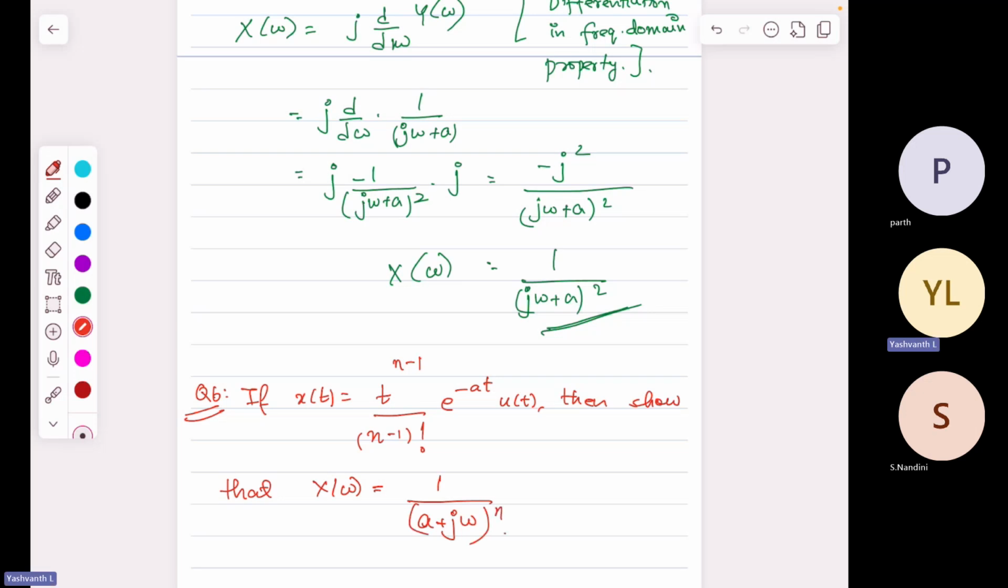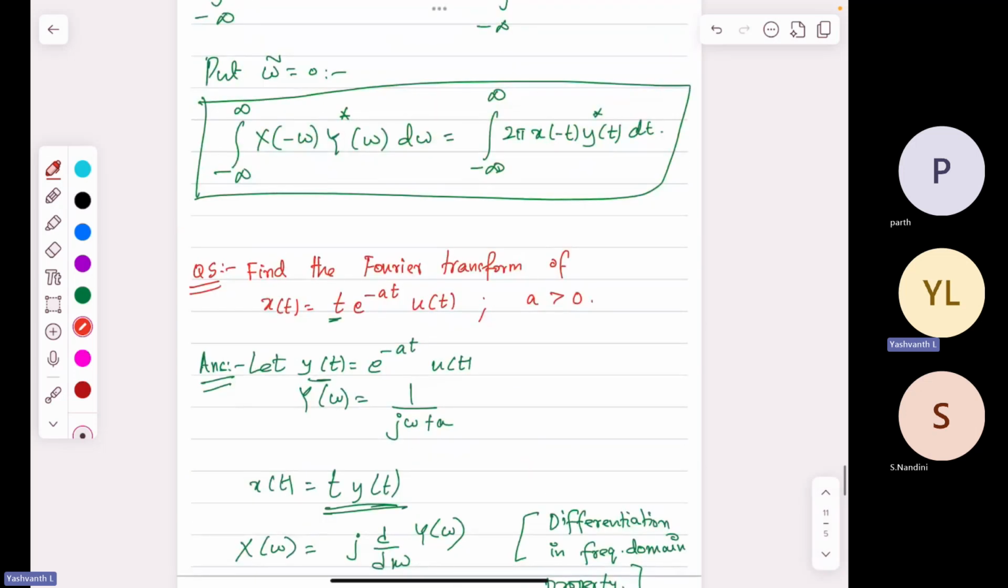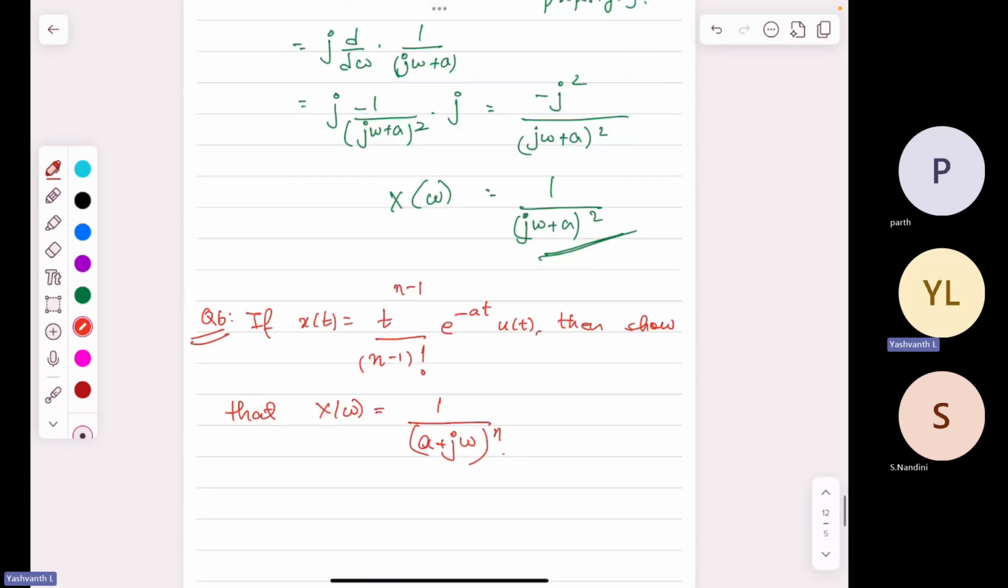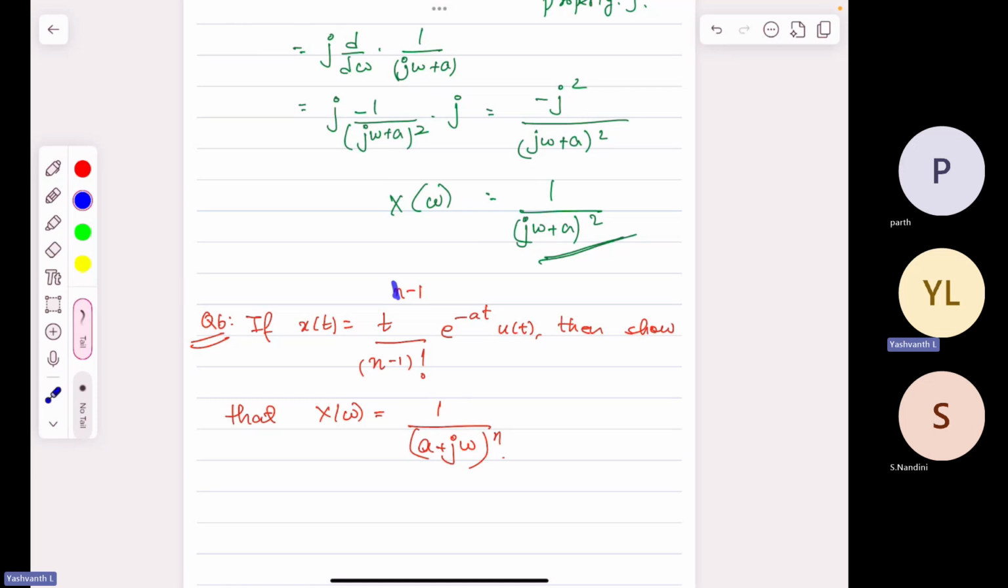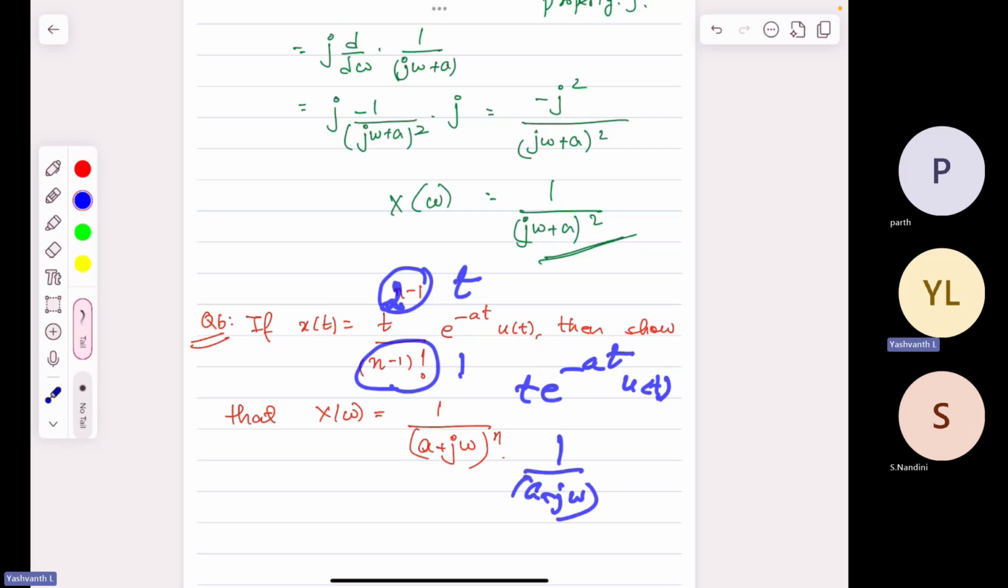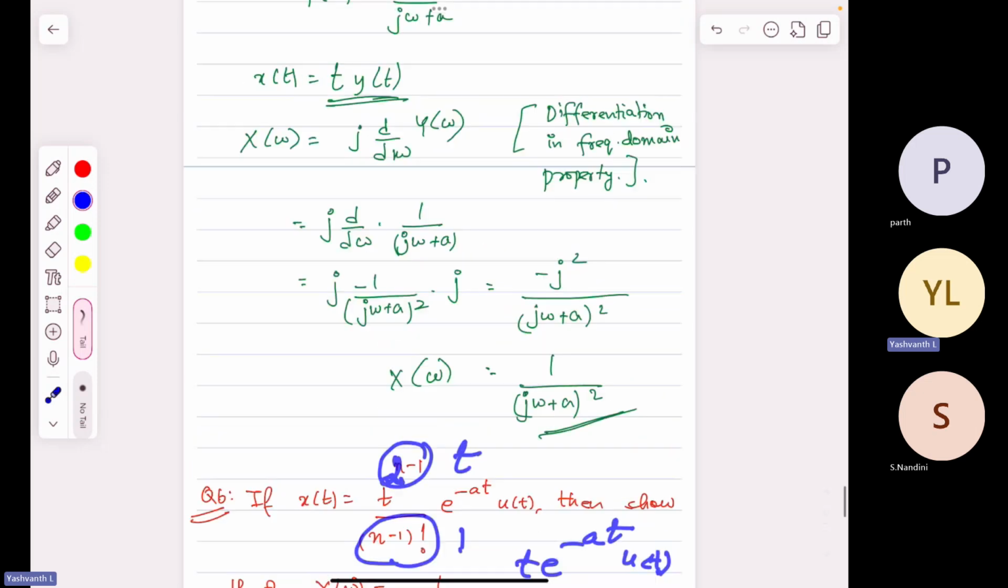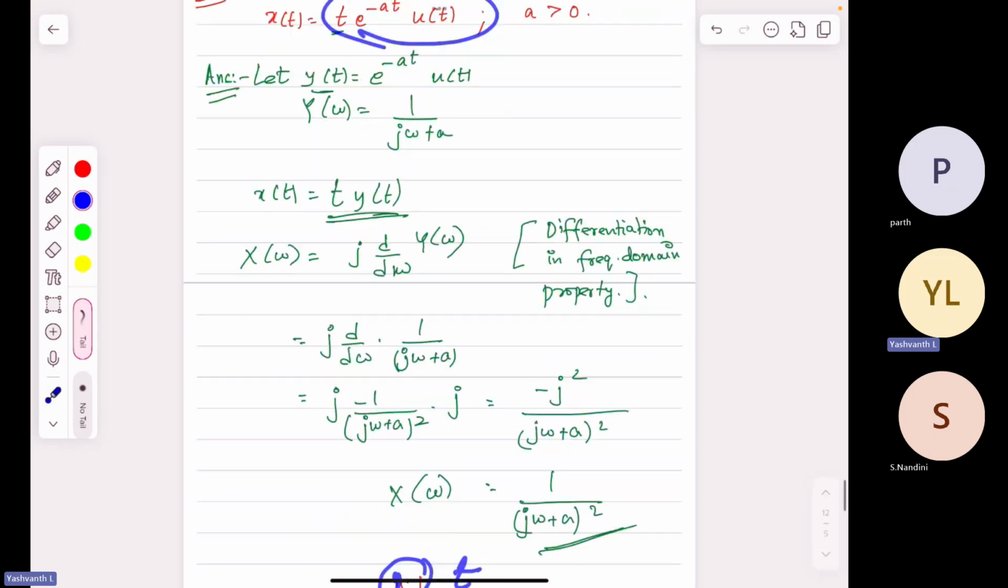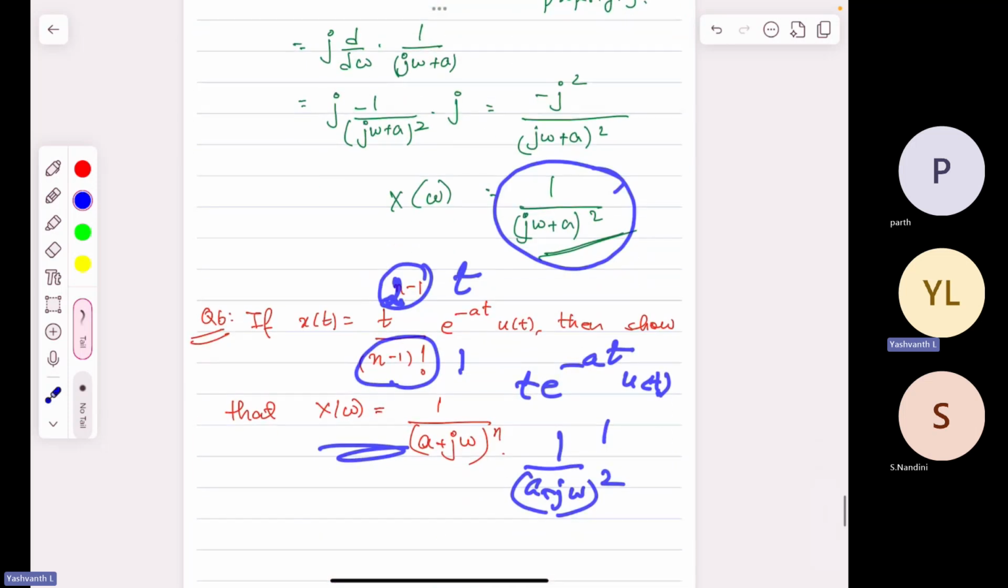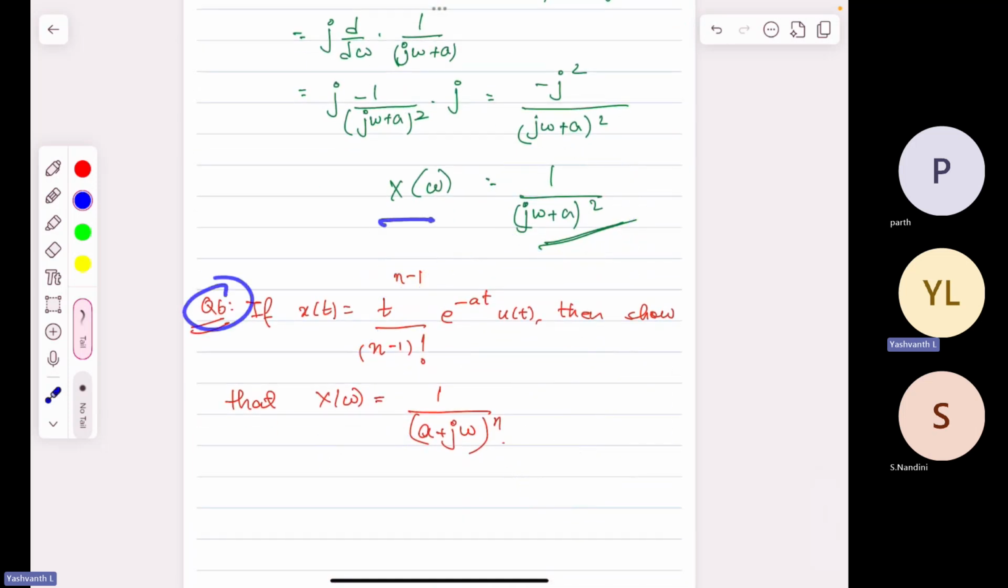This is in fact an extension of question 5. If you put n equal to 2, then 2 minus 1 is t, and 1 factorial is just 1. So t into e power minus at u of t will have the Fourier transform 1 by a plus j omega square. That's what this question says, and that's what we did in the previous question. So question 6 generalizes question 5 for some arbitrary n. For n equal to 2, it is question 5 actually.